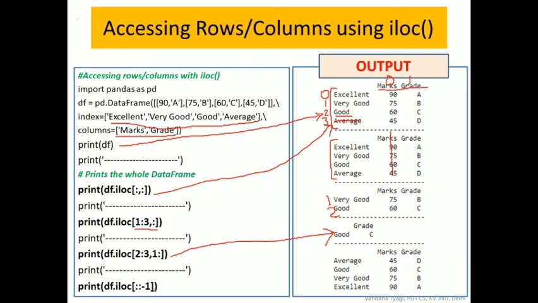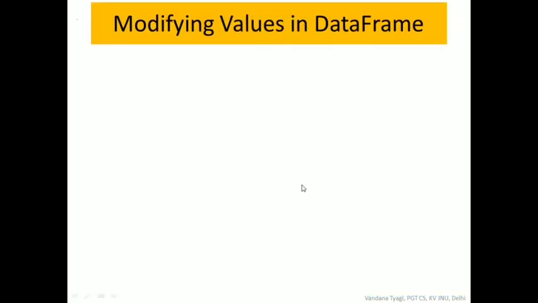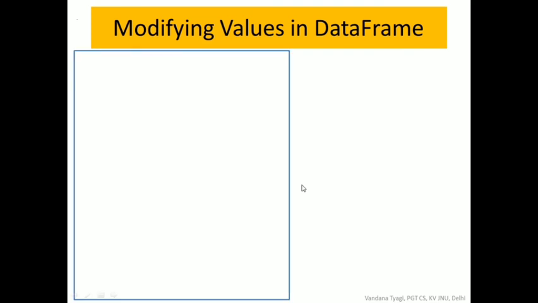And here we have taken the step value, so you will see we are having the output reversed. Here our output is excellent, very good, good and average. But if you see, it is otherwise here: average, good, very good and excellent. So in the reverse order we are printing the rows. This way we are accessing the rows and columns with positional indexes.